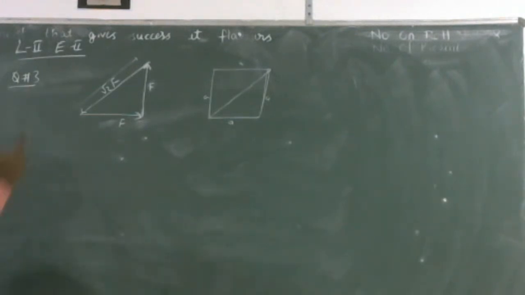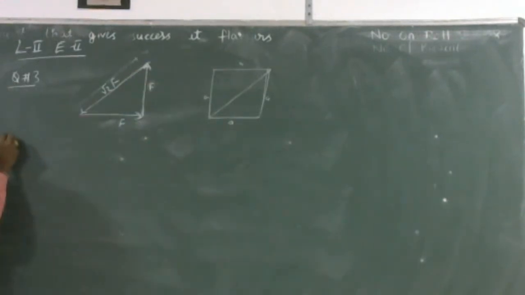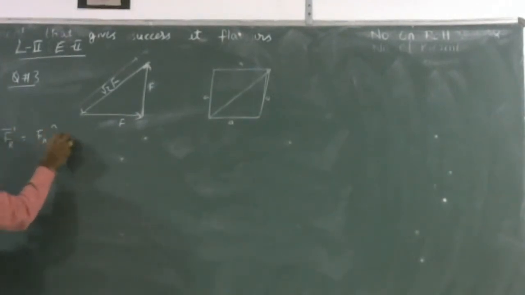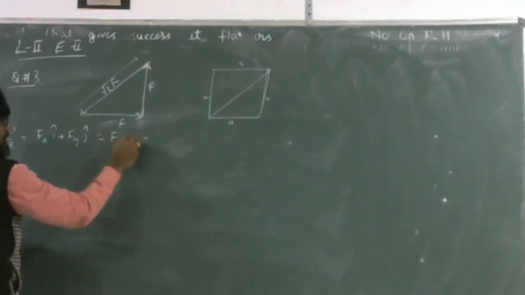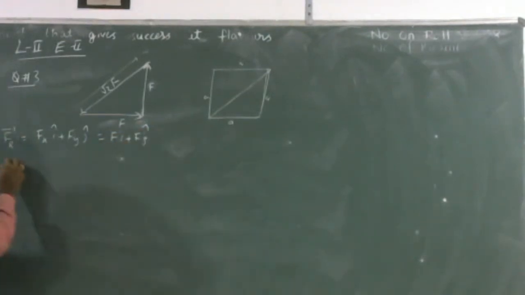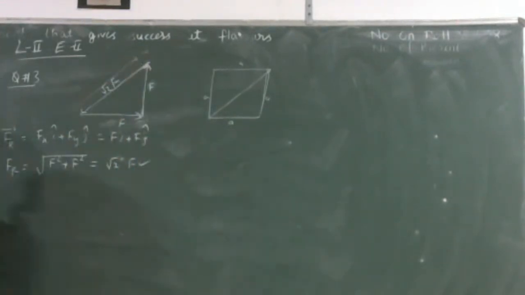In vector form, if this is along the x-axis and this is along the y-axis, you can write the resultant vector F as Fx i cap plus Fy j cap. Fx is F, Fy is also F. So you can write it as F i plus F j. Its magnitude is the square root of F square plus F square, that is 2F square. Root of 2F square comes out as root 2 F. Is it clear? So this is how it follows.